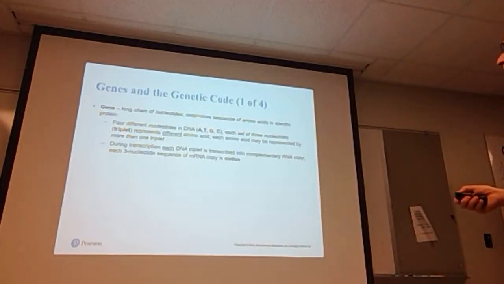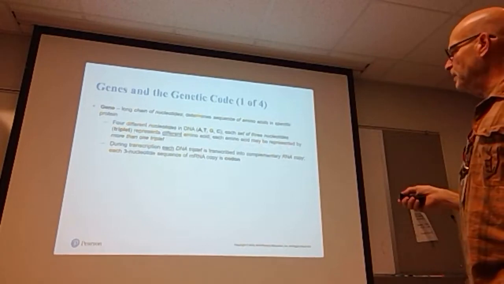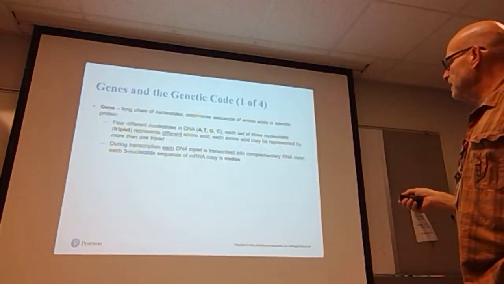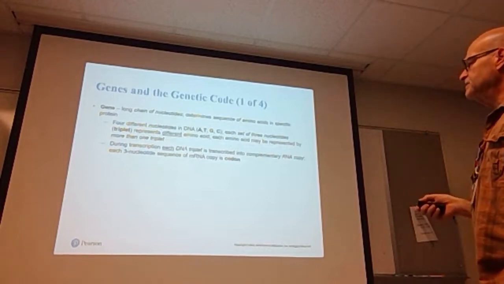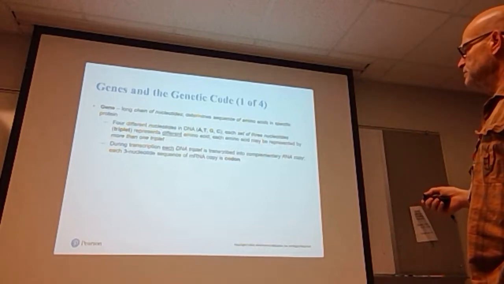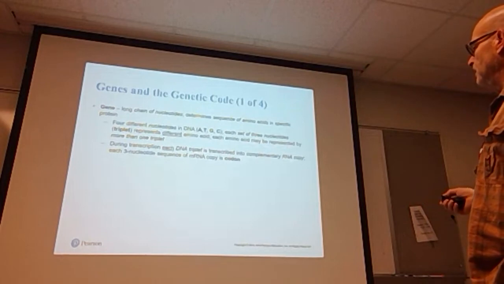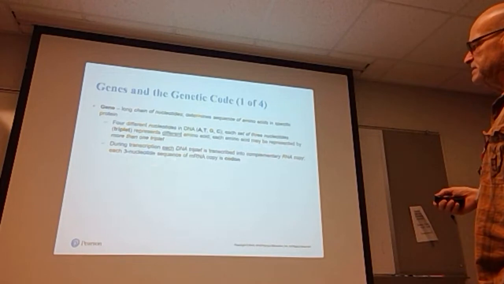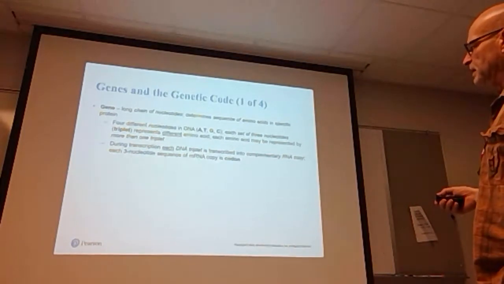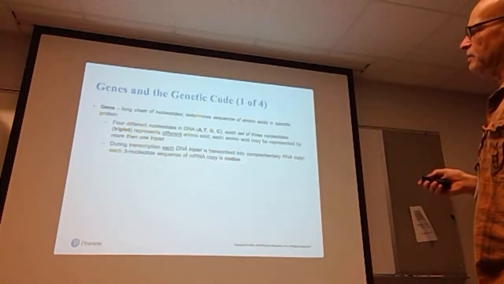Each set of 3 nucleotides, or each triplet, represents a different amino acid, and each amino acid may be represented by more than one triplet. Those triplets are referred to as a codon. So during transcription, each DNA triplet is transcribed into its complementary RNA copy, and each 3 nucleotide sequence of the messenger RNA copy is referred to as a codon.